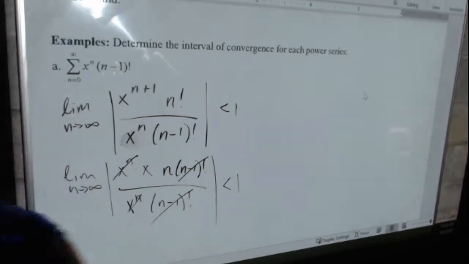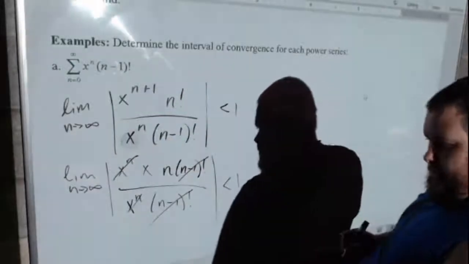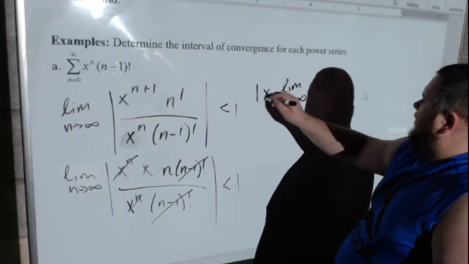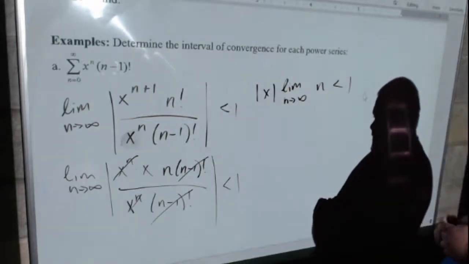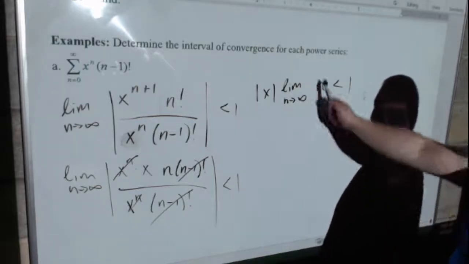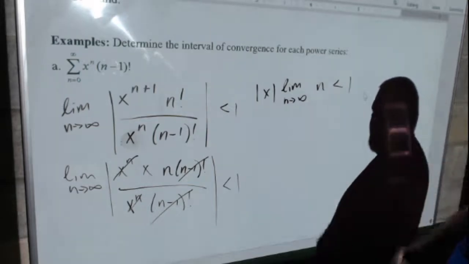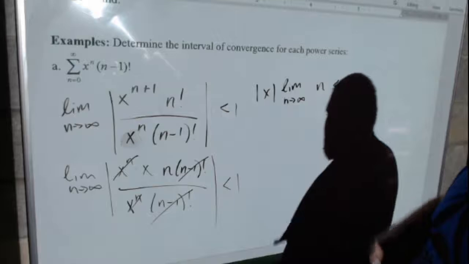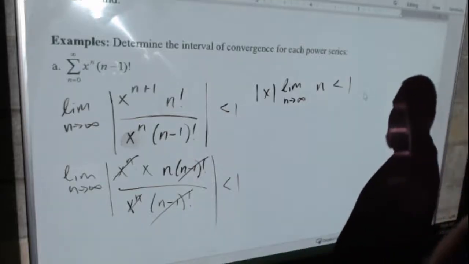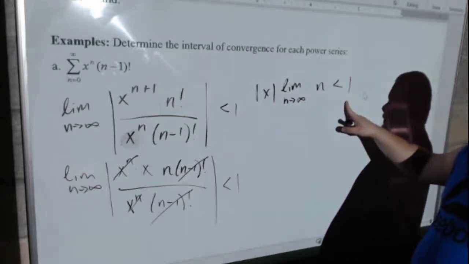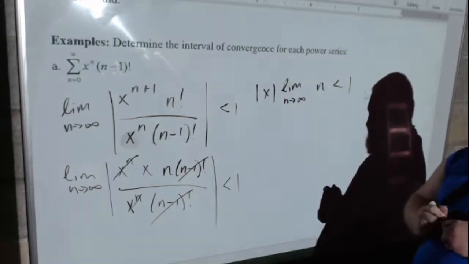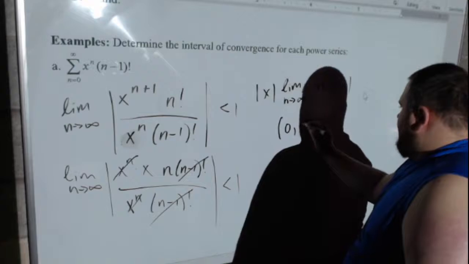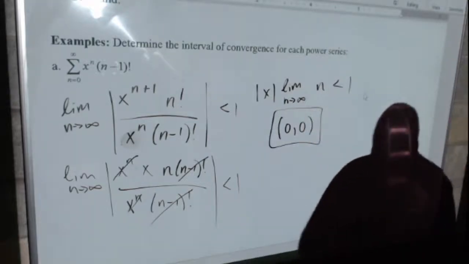And I've got limit n approaches infinity of n. Now here I've got absolute value of x, and all this has to be less than 1. So how in the world can I make this less than 1? Well, if I evaluate the limit first, the limit as n goes to infinity of n, well, that's just going to blow up and go to infinity. So there's nothing I can multiply that by to get less than 1, except for if I plugged in x first. What's the only value of x I could plug in there? Well, 0. So this one's really weird. That is the interval of convergence. That's why I don't like to start with that one.